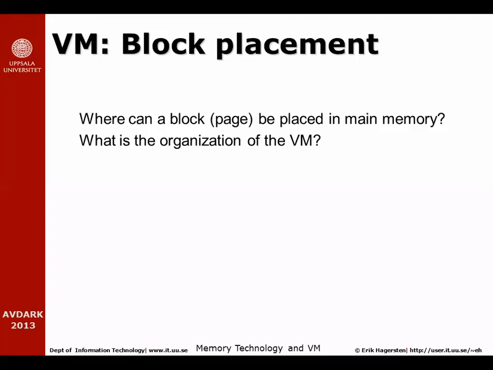So a virtual memory system is like a cache, and just like other cache implementations, we need to understand where to place a specific cache line, where a specific cache line can be placed in memory. Okay, so let's give an example.